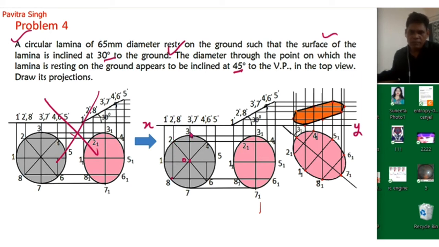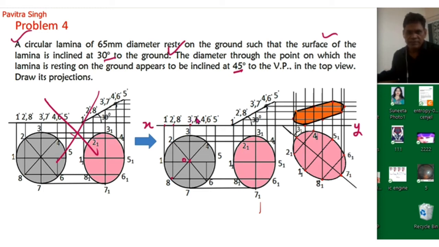Vertical line from point 2, vertical line from point 3, from 4, from 5, from 6, from 7, from 8. So point 1 will be 1 dash in the front view. Points 2 and 8 will be on this location. So this will be 2 dash 8 dash. Points 7 and 3 will be on this location.